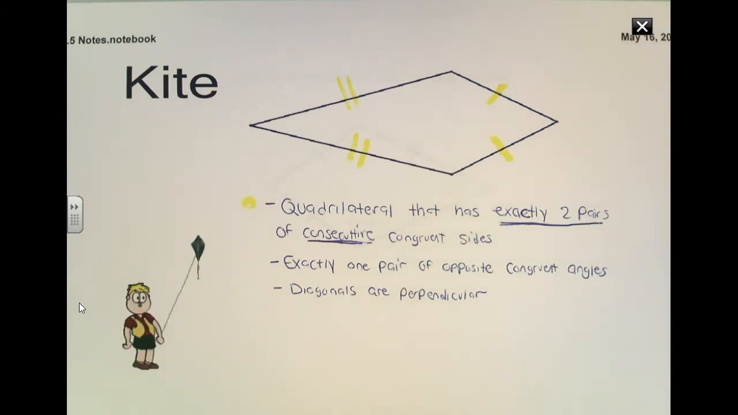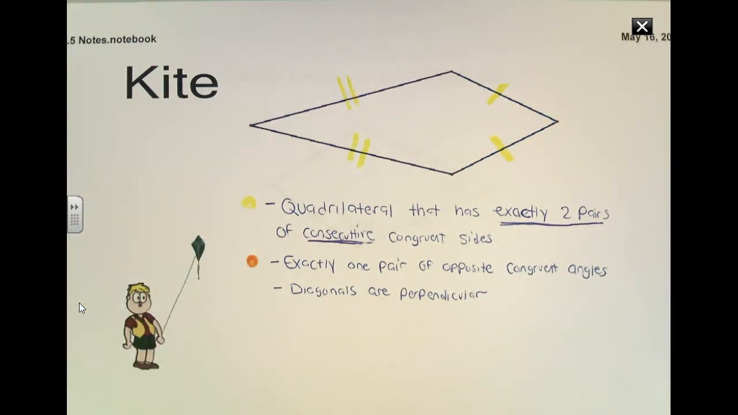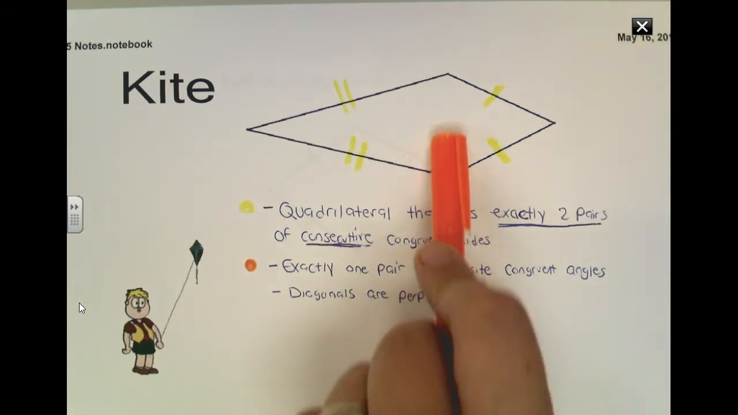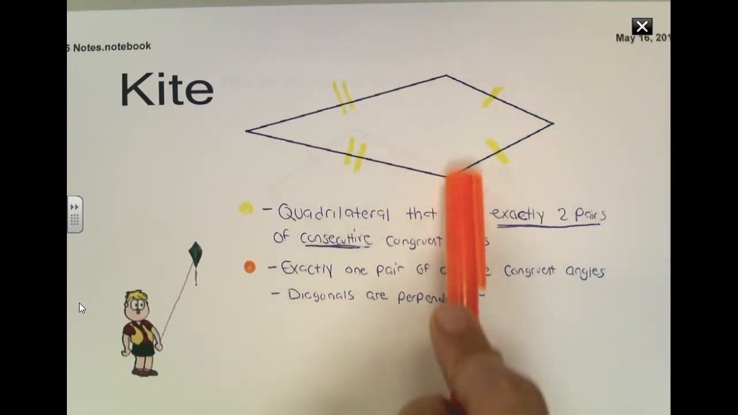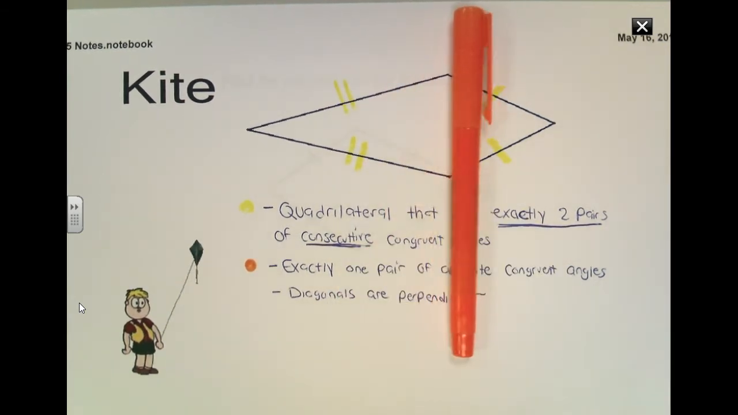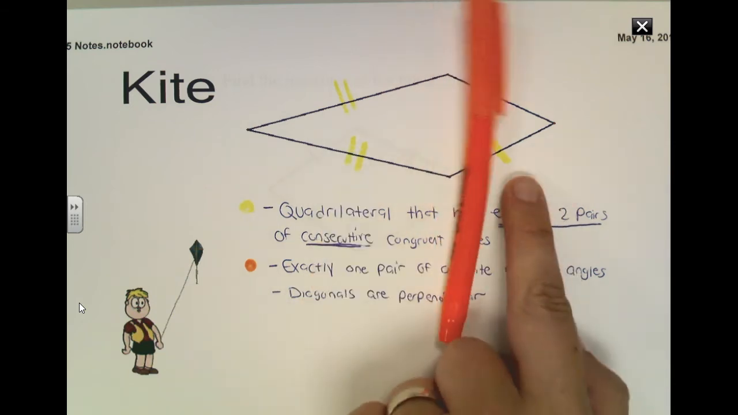The second property is that they have exactly one pair of opposite congruent angles. Technically, that is going to occur at the intersection of the non-congruent sides. The reason that actually happens is that this line, or this diagonal we'll call it, is cutting this, if you look at it, into two isosceles triangles. The one on the left, the one on the right.